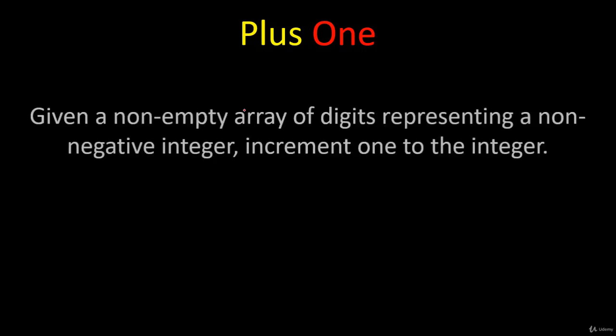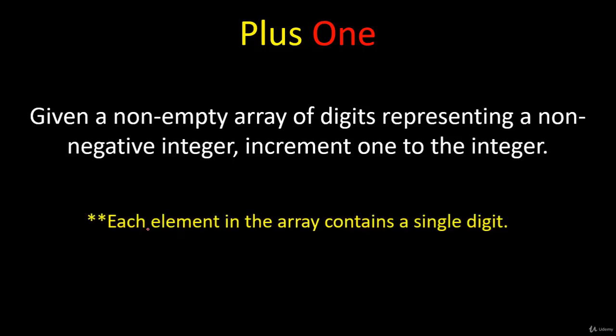Now we're going to solve a coding interview question, Plus One. This question was asked by Google. You are given a non-empty array of digits representing a non-negative integer. Increment 1 to the integer. You may assume that each element in the array contains a single digit.